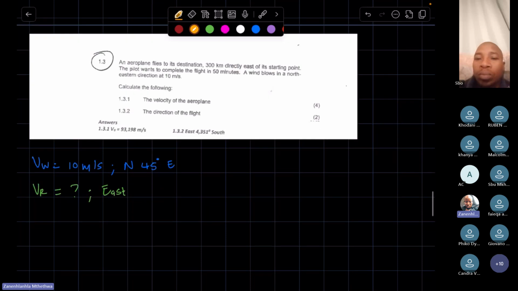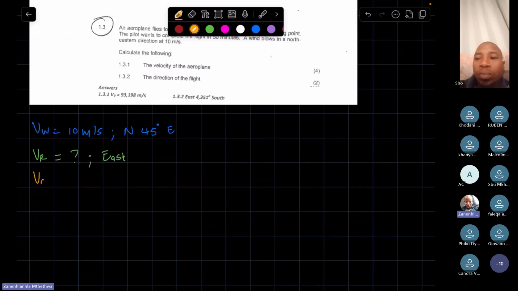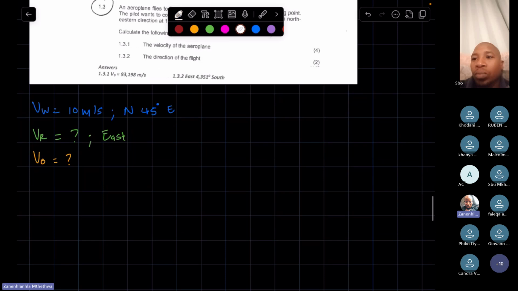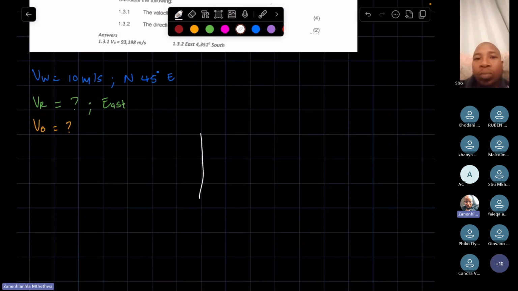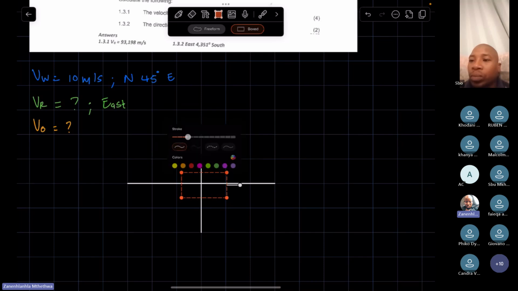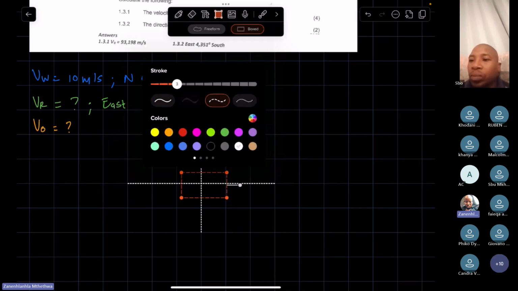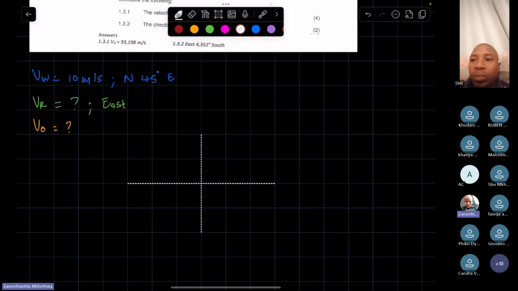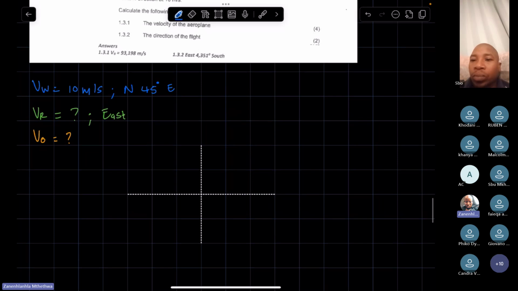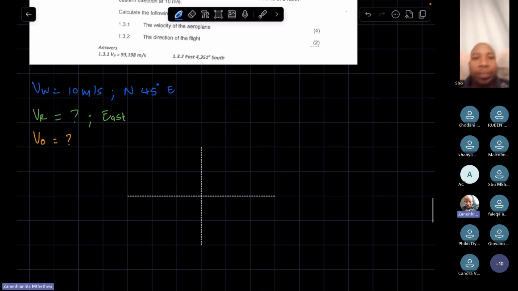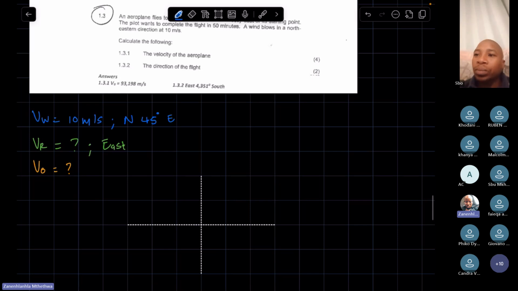We haven't been given anything regarding VO. Now let's represent our vectors on the Cartesian plane. That's our Cartesian plane. So of the two main vectors, we only have all the information for the wind vector. They said the wind is 10 meters per second in a direction north 45 east. North 45 east is in the first quadrant.